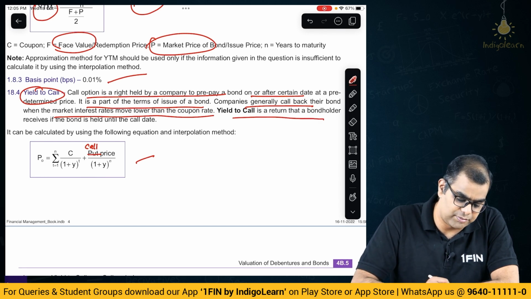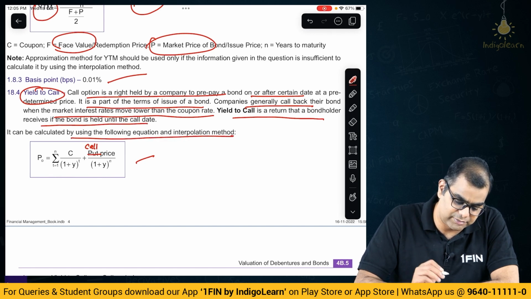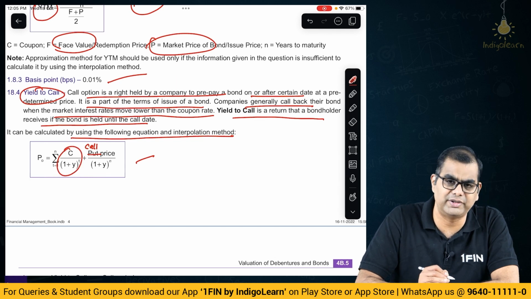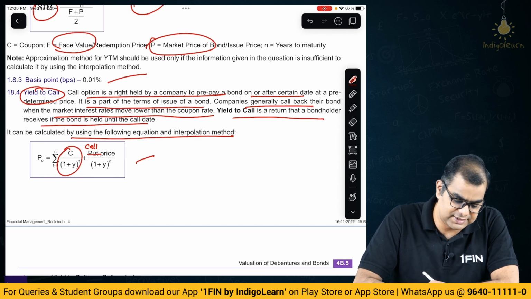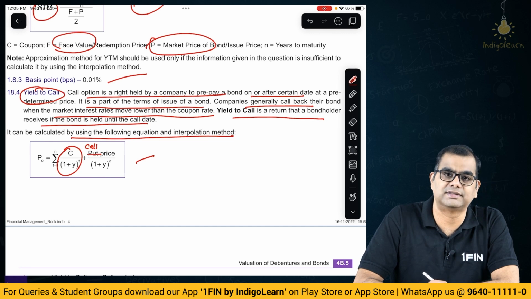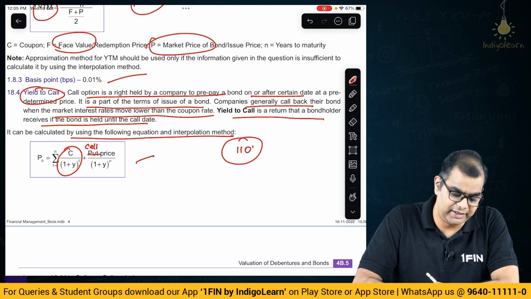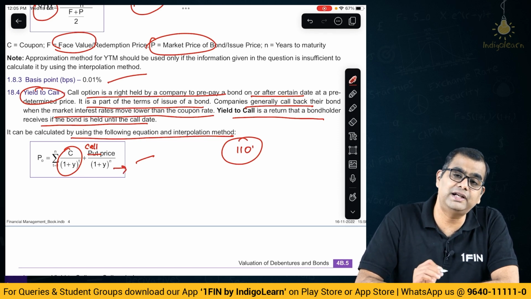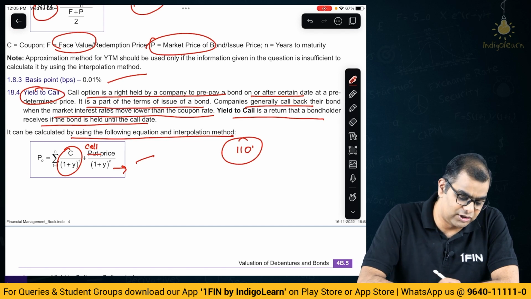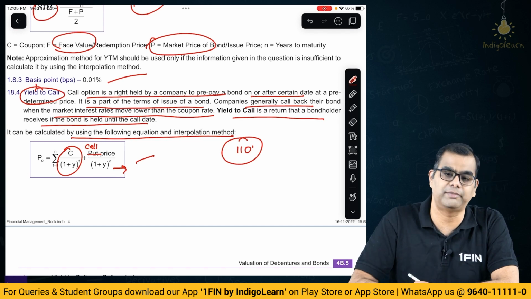Yield to call is the return that a bondholder receives if the bond is held until the call date. It can be calculated by using the following equation and interpolation method: the summation of all coupons, C by (1 plus y) power n, plus the call price. So, what is the call price? If you are going to buy it at 110, then at that price, divided by (1 plus y) power n, this is the yield. You compute the yield on a callable bond by using this particular method.